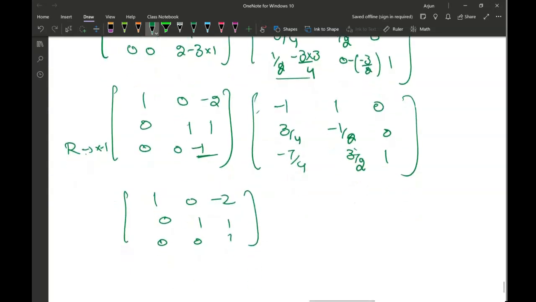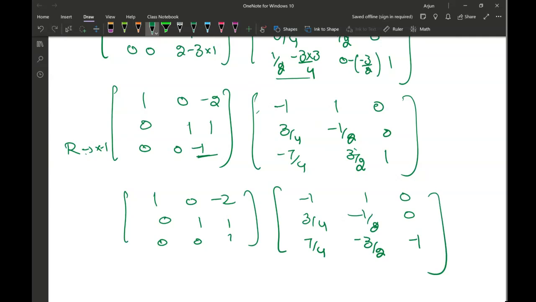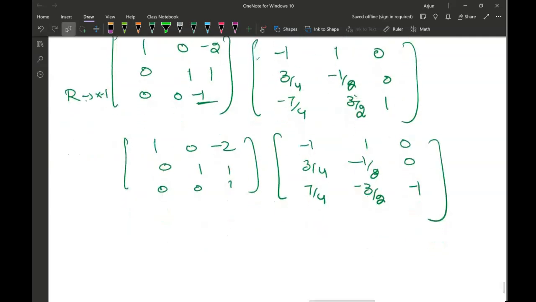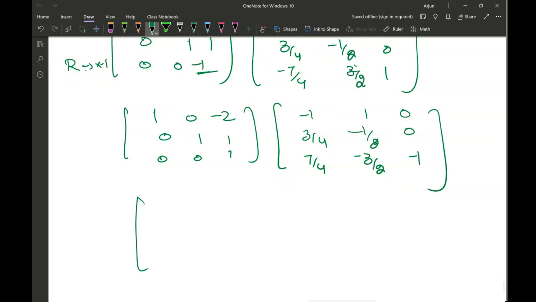So it started taking its shape: minus 1, 1, 0, 3 over 4, minus 1 over 2, 0, 7 over 4, minus 3 over 2, minus 1. And then finally that last one, it will almost be converting into the identity matrix. R2 minus R3. Yes, I want a 0 here. Here I wanted to have a 0.